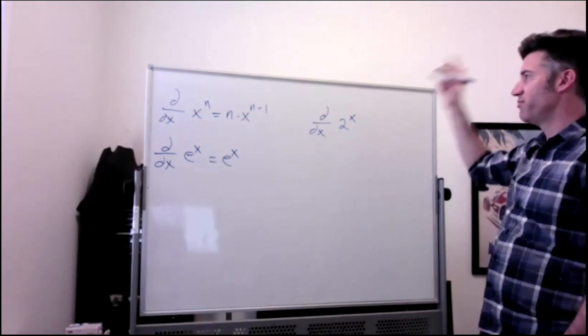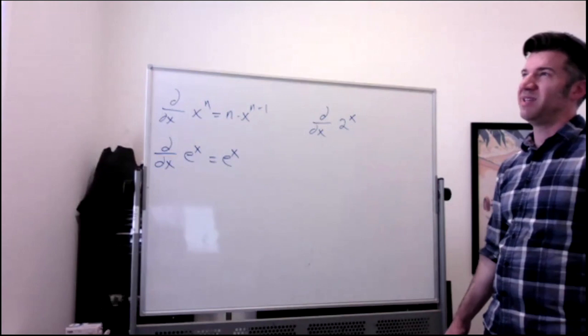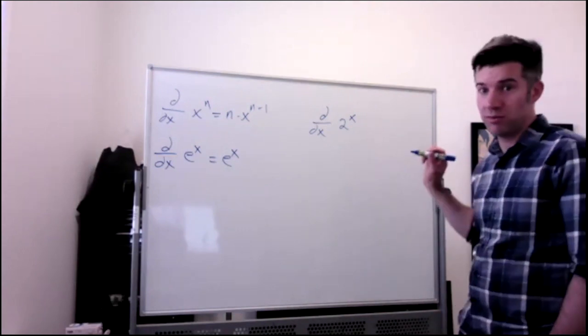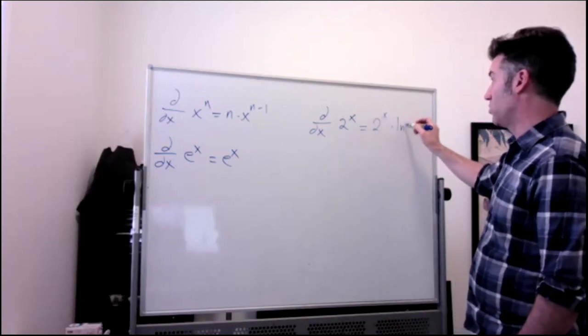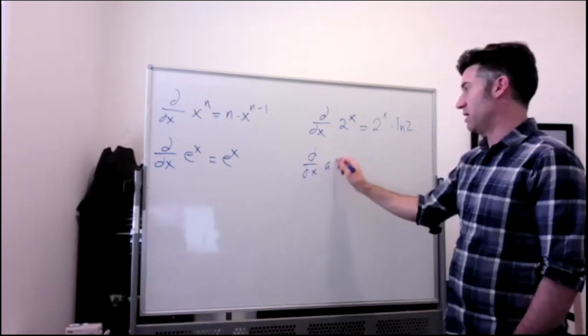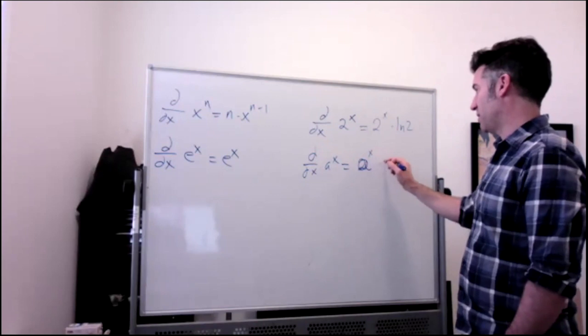No, we can't. We need either the chain rule or, yeah, sorry, I apologize. We can't do this yet. I'll tell you, but I can't show you yet, that the derivative of this is 2 to the x times the natural log of 2. And more generally, the derivative of a to the x is a to the x times the natural log of a.